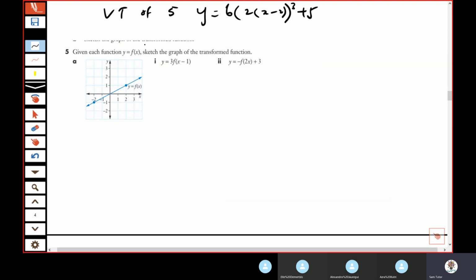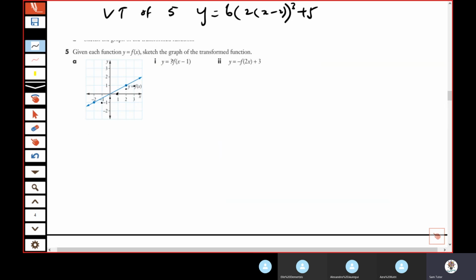Given this is y equals f of x, sketch the graph of the transformed function y equals 3 times f of x minus 1. F of x minus 1 means for all x values, you are shifting this whole graph to the right 1 unit. So instead of it being here, it's now here. Instead of it being here, it's now here. Instead of it being here, it's here. And you guys get the idea. So shift the whole graph to the right 1 unit.